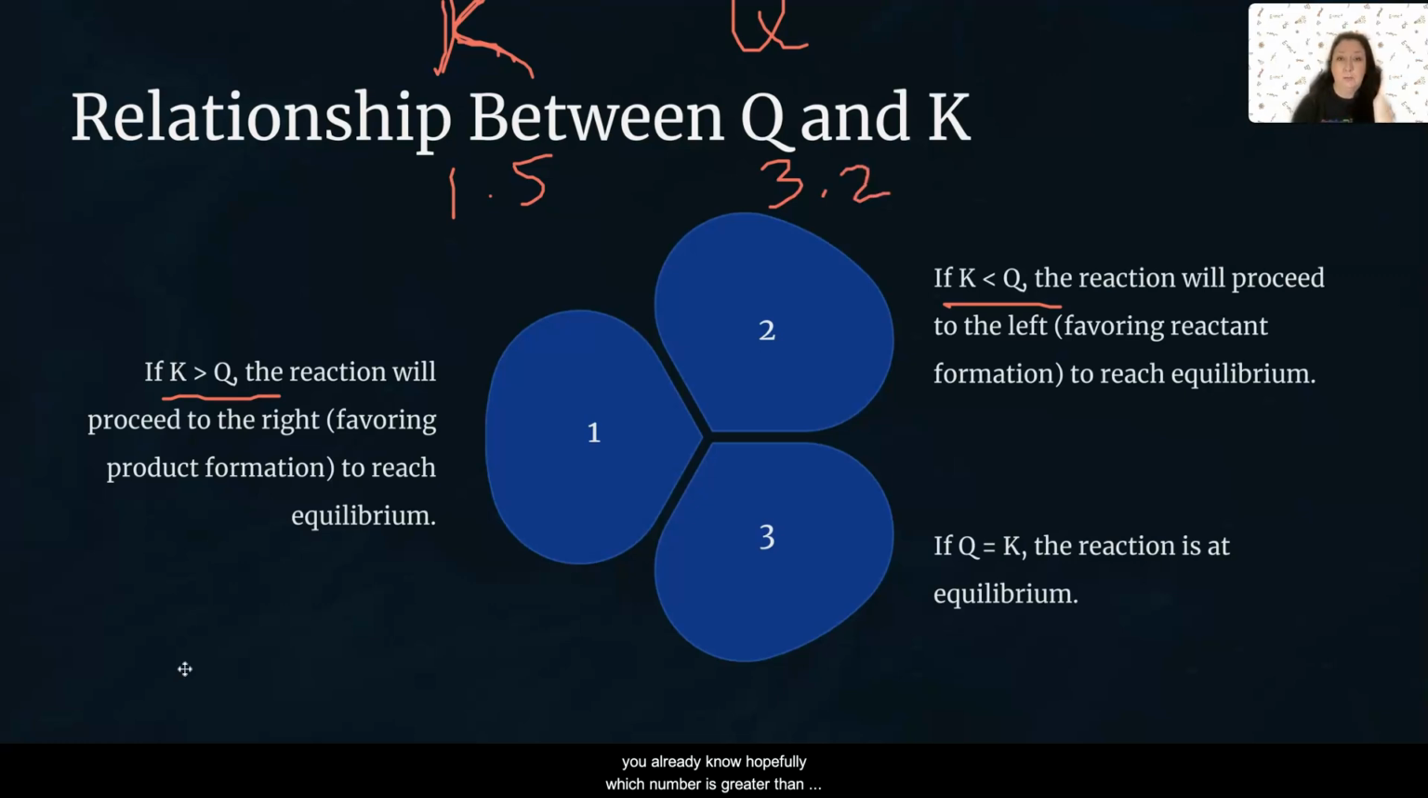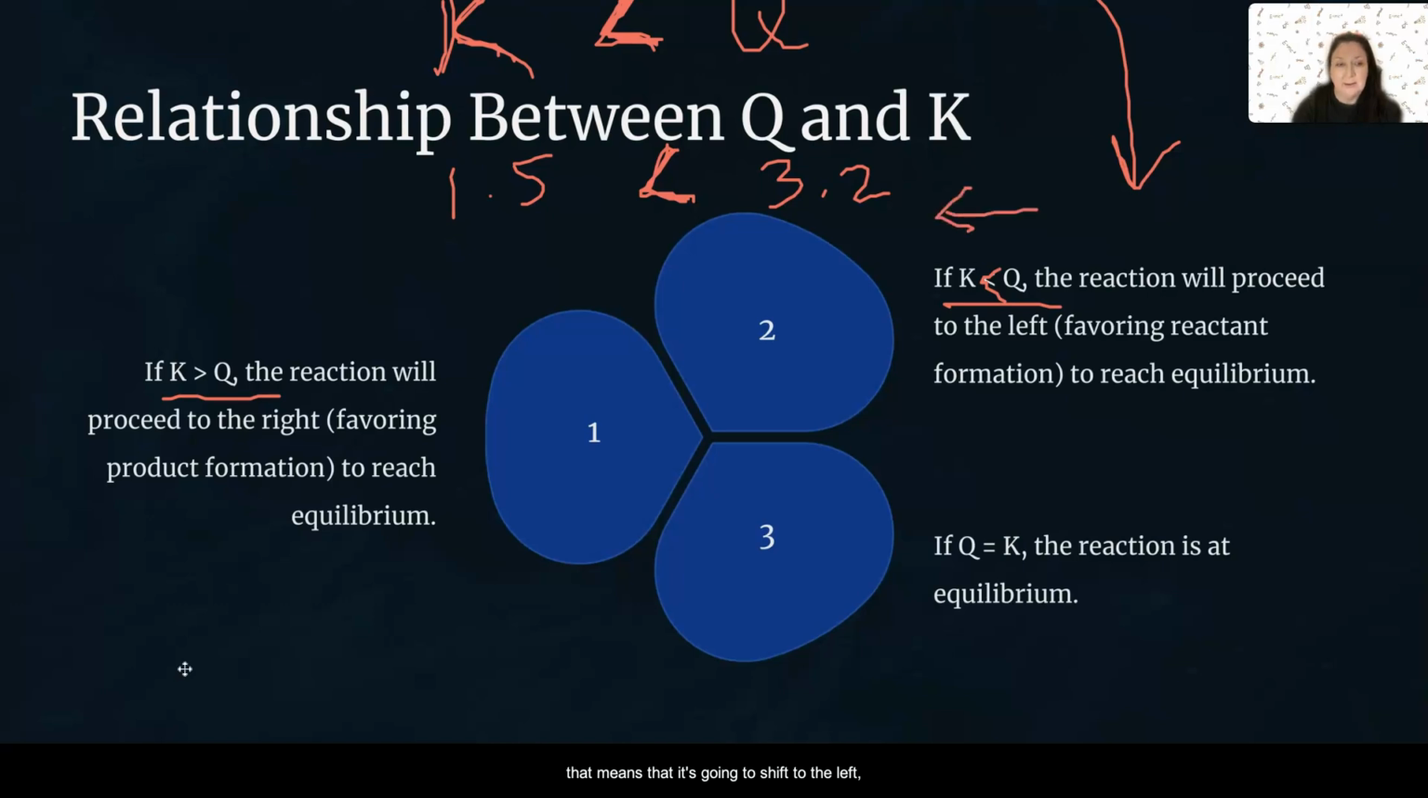You already know, hopefully, which number is greater than or less than, right? So 1.5 and 3.2, well, 1.5 is less than 3.2. So that means your K value is less than your Q value, right? Which means we go over here. So the reason why I put them in alphabetical order is because when I do it that way, you see that the inequality sign points in the direction that your equation will shift. Because it's a less than sign, that means that it's going to shift to the left. It's going to favor the reactants.